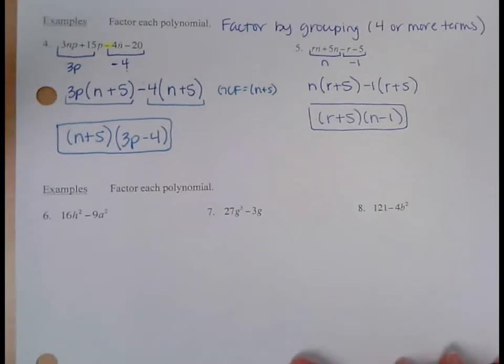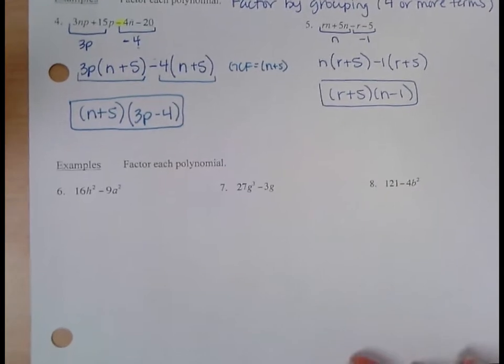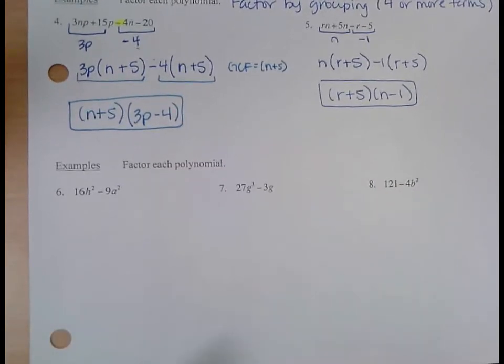Okay, then the last 3 on this front side, 6, 7, and 8. So again, you're checking for a GCF first, always. But now how many terms do all 3 of these problems have? 2. So when you have only 2 terms, the only ways you can factor it is 1, if they have a GCF, and then 2, the only other thing you look for is if it's a difference of squares.